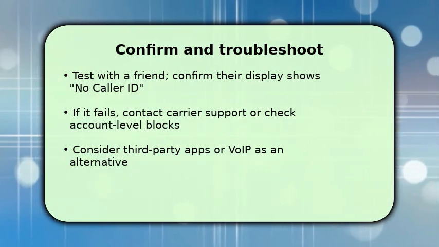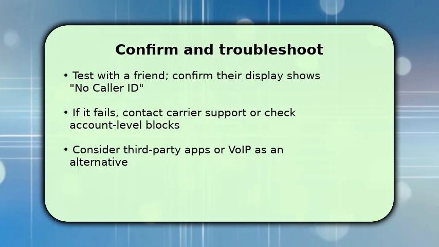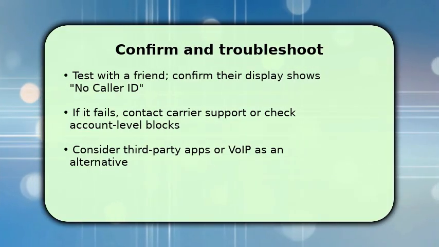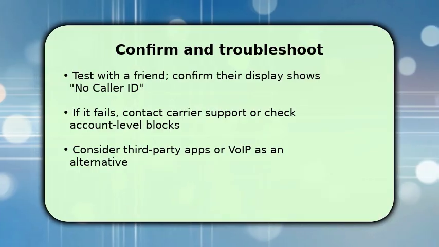Call a friend and confirm their display shows no caller ID. Once confirmed, you're done. If the recipient still sees your number, make sure you didn't omit the per-call code or that your device settings saved correctly. Some carriers override device settings.